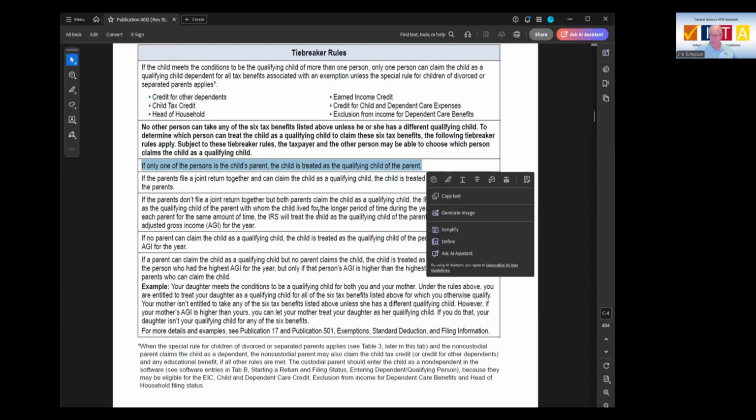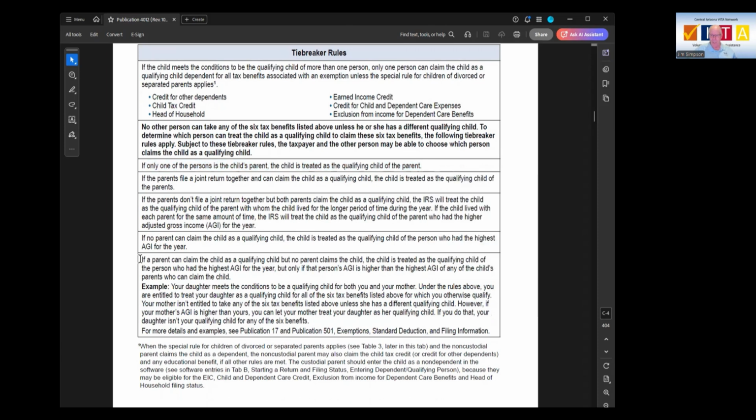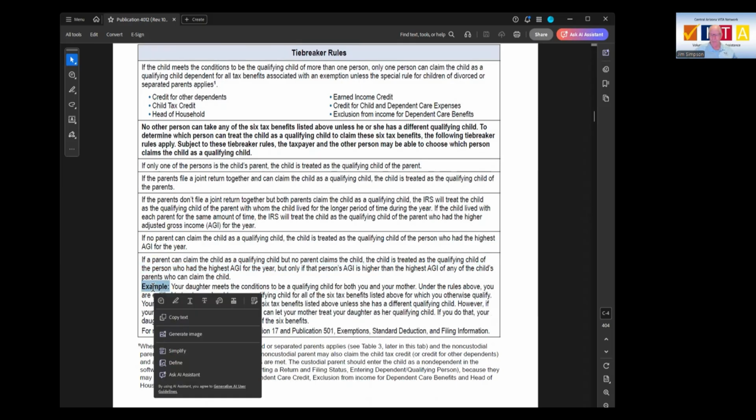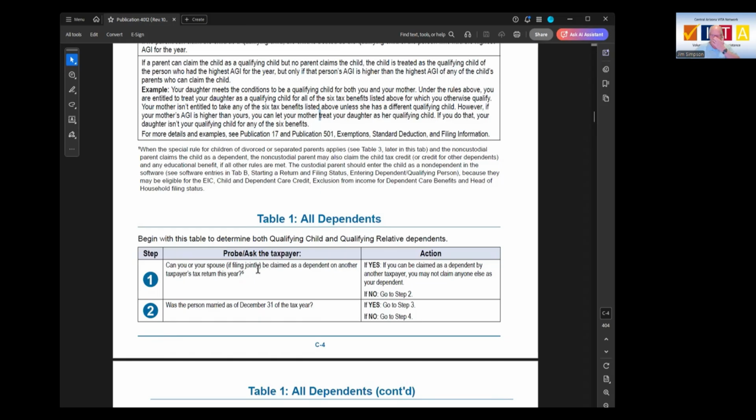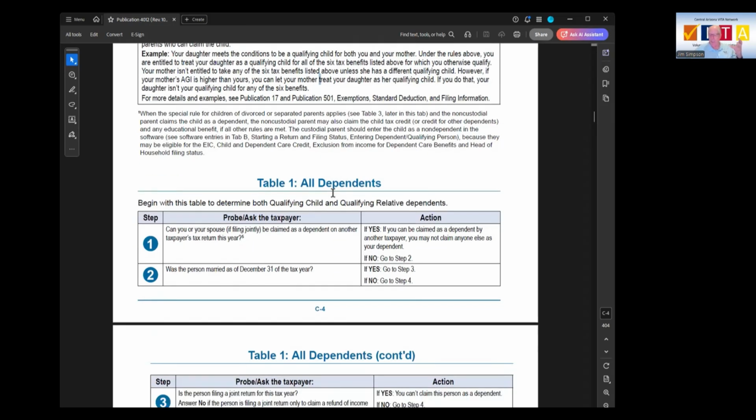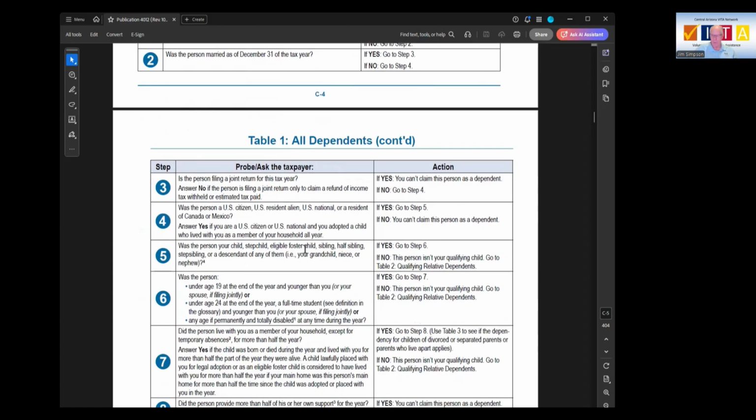No. If I go down and look at some of these things, right? But if no parent claims the child, the child is treated as the qualifying child of the person who had the highest AGI for the year. Okay, careful. They give you a pretty good example down here of that too, so be sure to read that. So this is saying you can begin with these tables to then determine how you do it. Table 1 is saying for all dependents, right? You can answer these questions and then keep going through these.